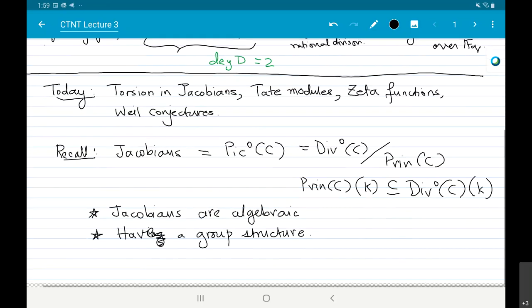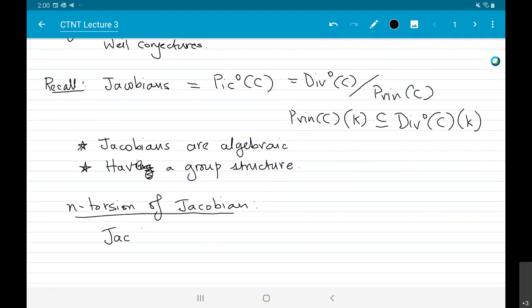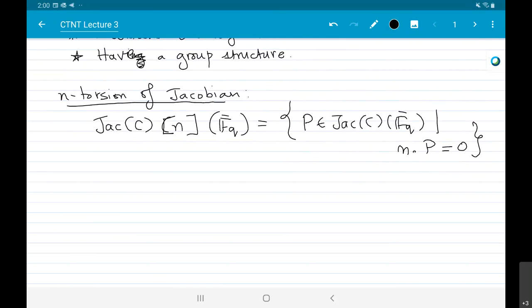Awesome. Just as we defined the n-torsion of an elliptic curve, you can define the n-torsion of a Jacobian. I'm going to look at all the FQ-bar points. So this is the notation for the n-torsion, and its FQ-bar points are all those points inside the Jacobian, so all divisors defined not necessarily over the ground field, such that n times P equals zero. This is very similar to an elliptic curve: you're taking all of those points so that when you add it to itself n times, you get zero, which is the trivial divisor.